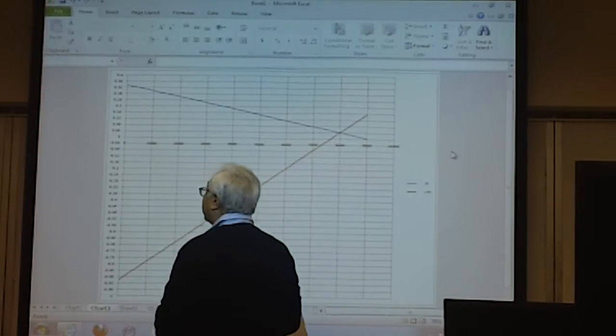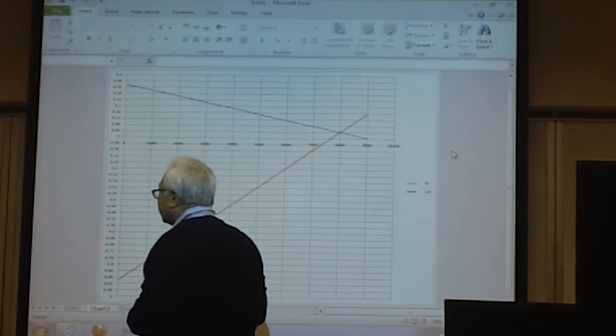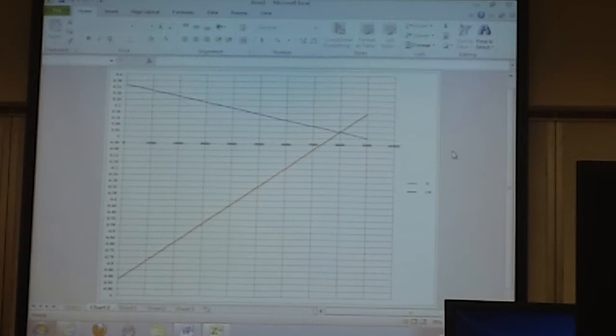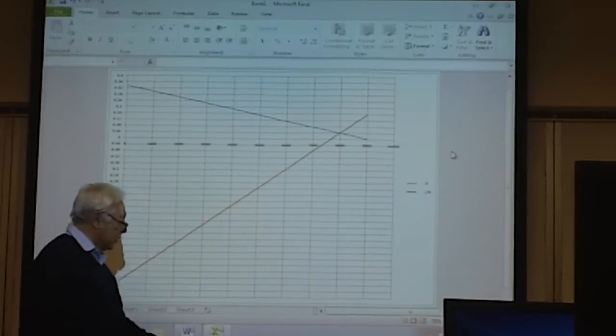Now, if that moves up, and let me move it up, just to give you an idea what happens. I'm going to change that. I'm going to increase government. I'm going to move that up to, say, 0.4. So you can see what happens. Let's say it moves up. Let me go back to here.